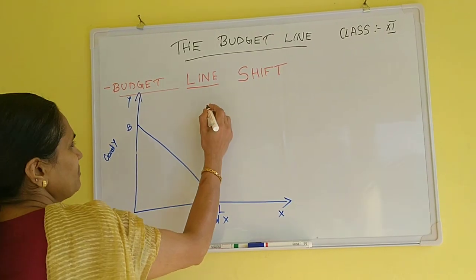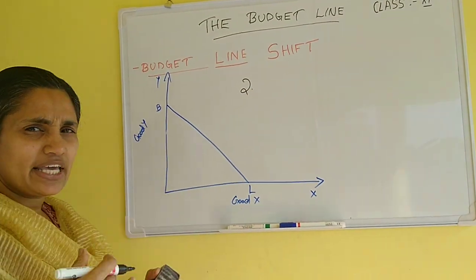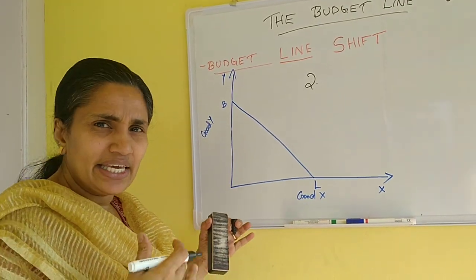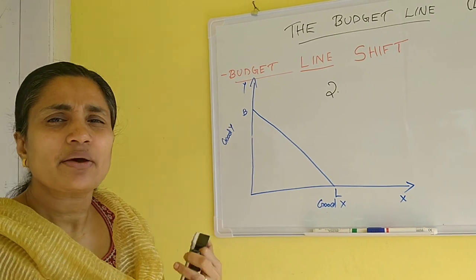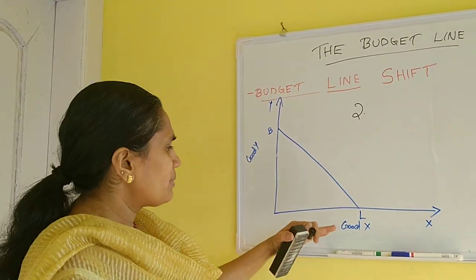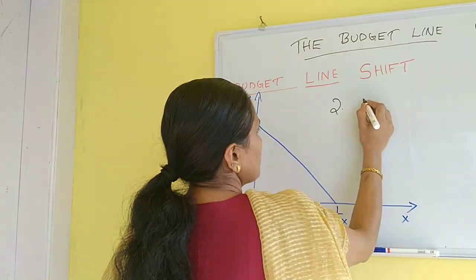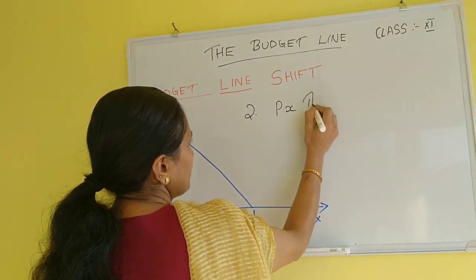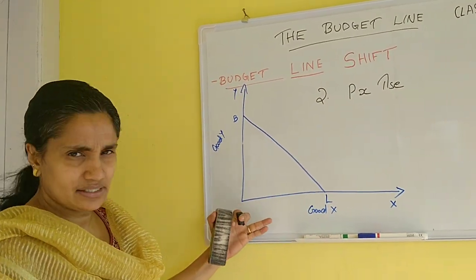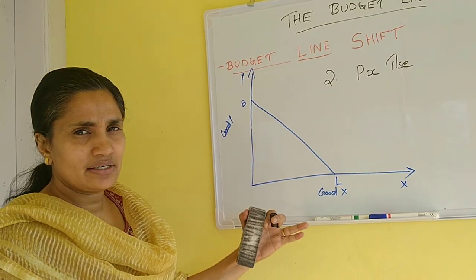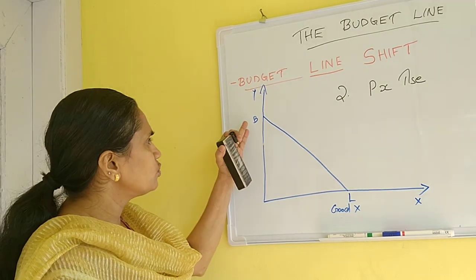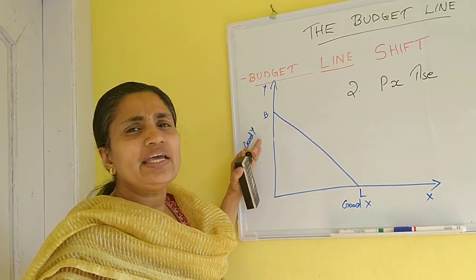So the second case, we can see the change in the price of two goods, good X or good Y. Okay, first one is income change. Now change in price of two goods. Suppose the price of X increases. Can you imagine what will happen when the price of X increases? The consumption of good X will decrease. What about good Y? It will remain the same.